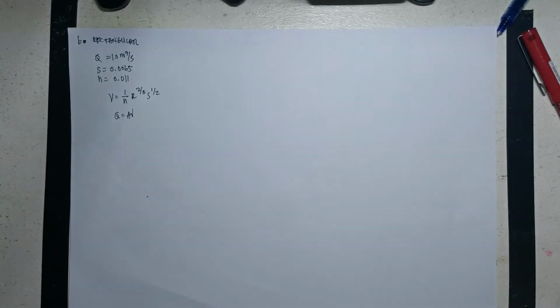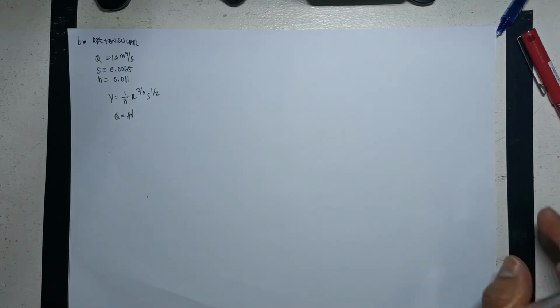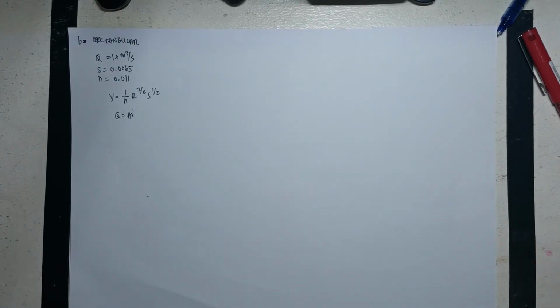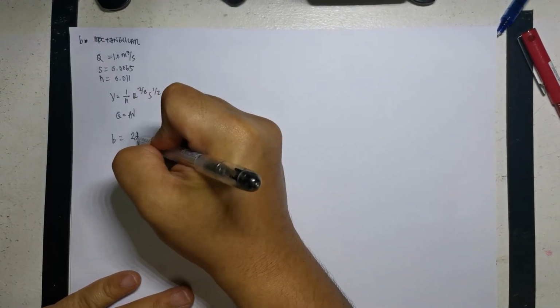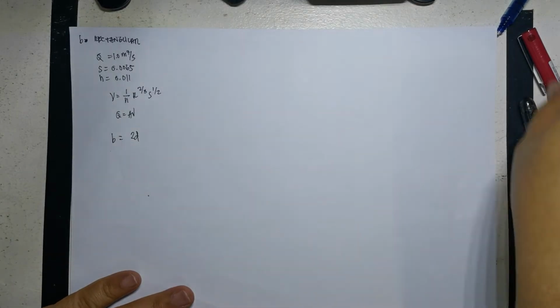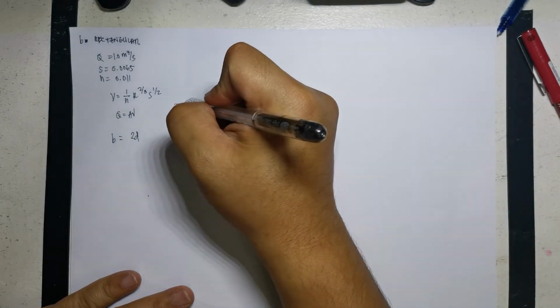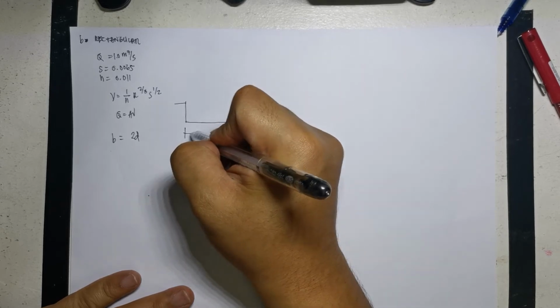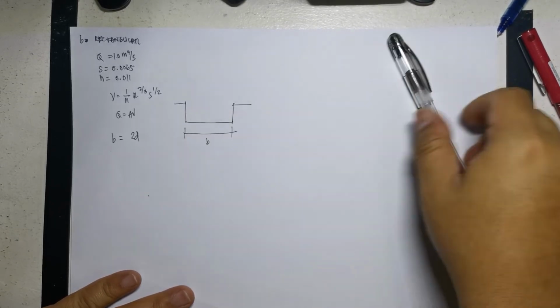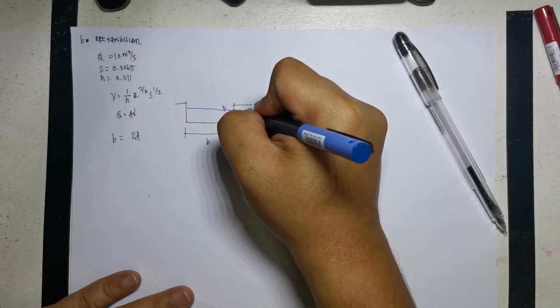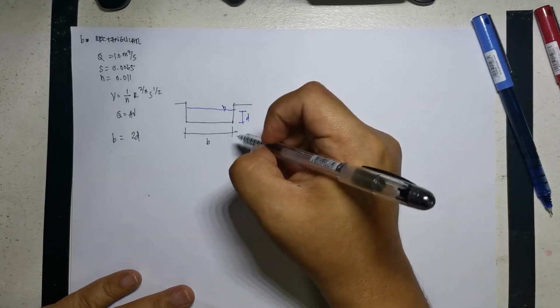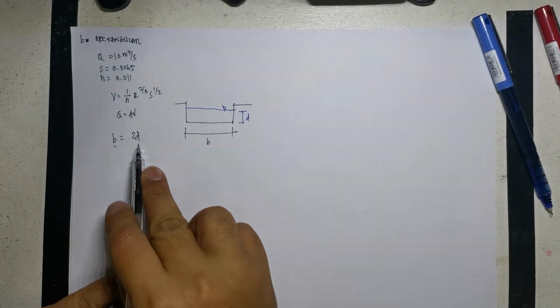Ngayon, kailangan lang natin i-define ano ba dapat yung geometric properties ng flow para masabi natin most efficient yung rectangular section. So, sabi natin kanina, B should be equal to twice D for the depth of flow. So, pag drawing natin yan, ganito yan. Ito yung B natin. This is D. So, B should be equal to twice D.